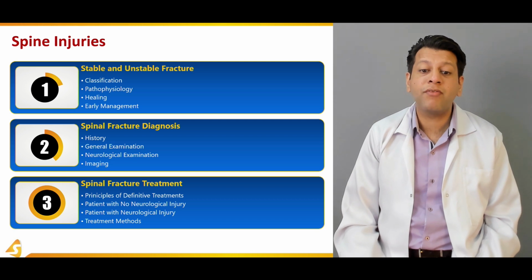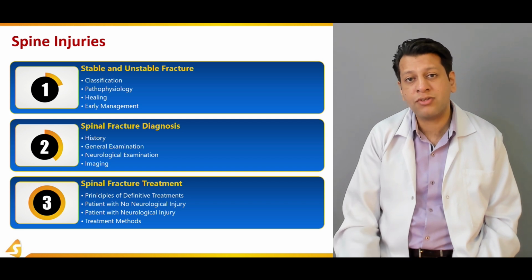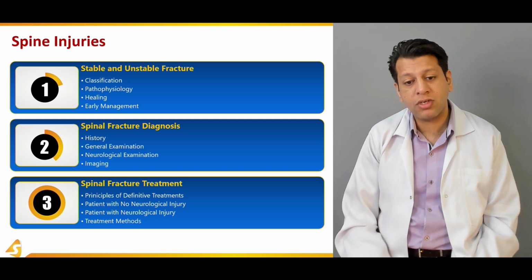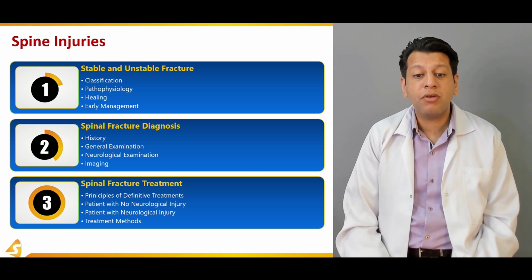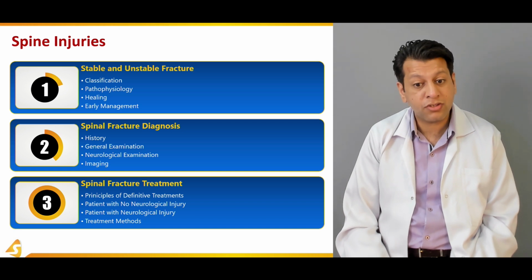And then we'll be briefly discussing all that along with the imaging: what images we need to get, and what is the role of X-rays, CT scan and MRI in acute and chronic spinal cord injuries. And then we'll be briefly going through the definitive management of spinal fractures in the third section.